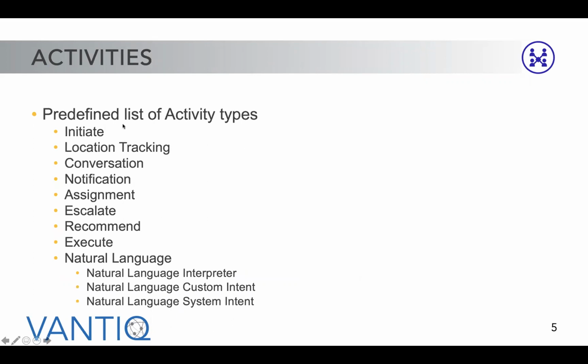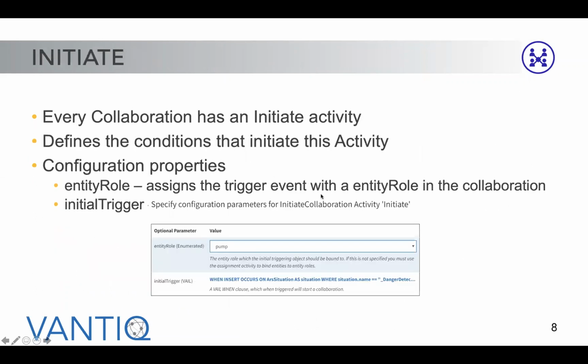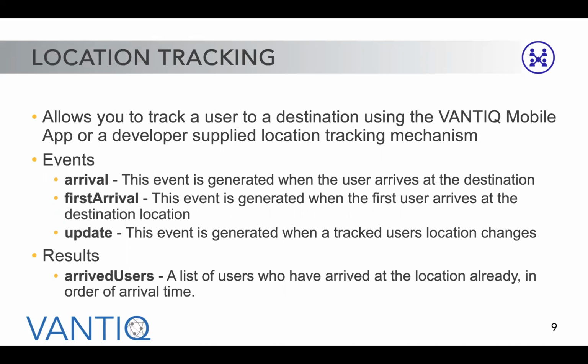The initiate collaboration is the one where you start everything. When you start a collaboration from the application builder, it automatically populates this field here for you, the initial trigger. You have the location tracking where you can define a user, and then Vantiq will locate this user for you. Actually, Vantiq will talk to the mobile Vantiq app and ask the mobile app to send back to the server the GPS coordinates.